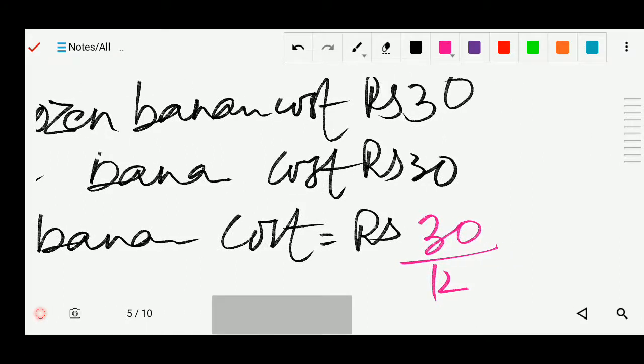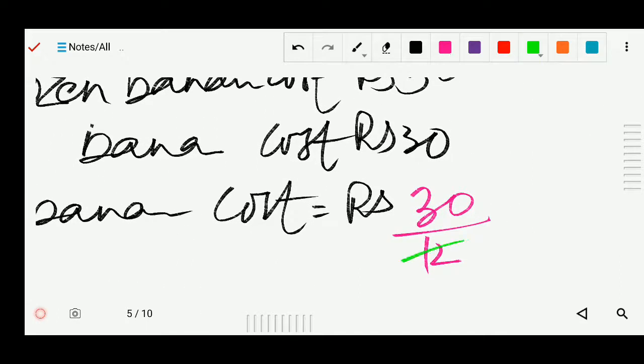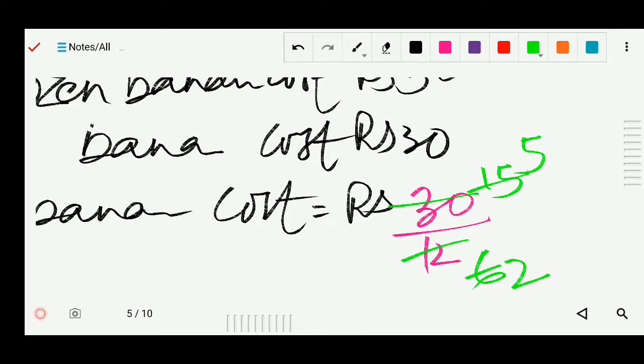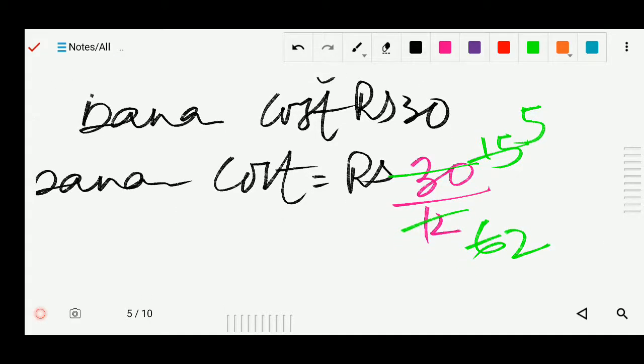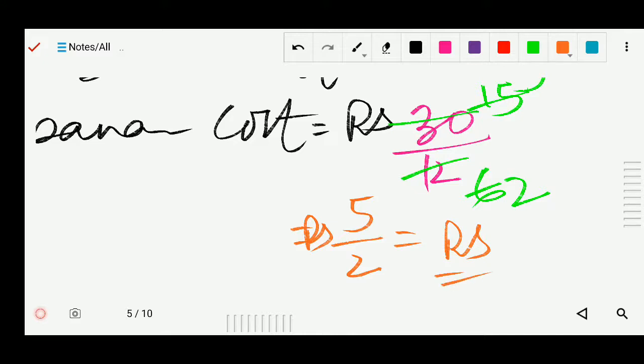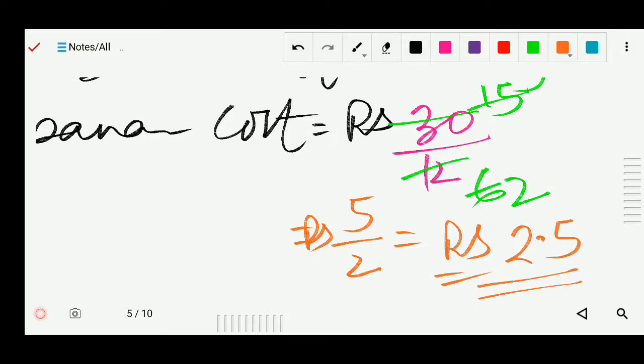Okay, so we can solve. We can divide by 2, 6 times, 15 times, then by 3, 2 times and 5 times. So now I got 5 by 2. So this is rupees 5 by 2, and we can write this 5 by 2 as 2.5 also. Okay, so the cost of one banana is rupees 2.5.